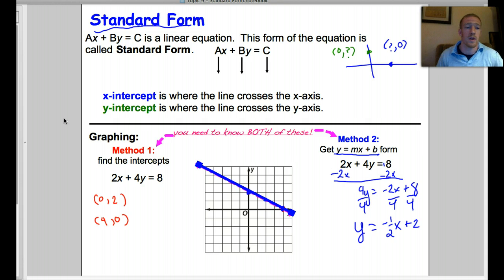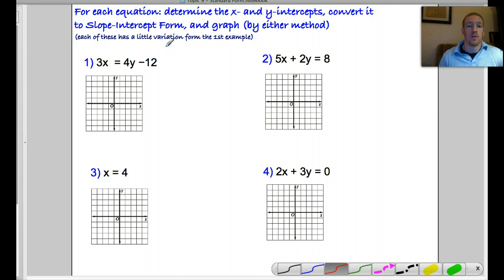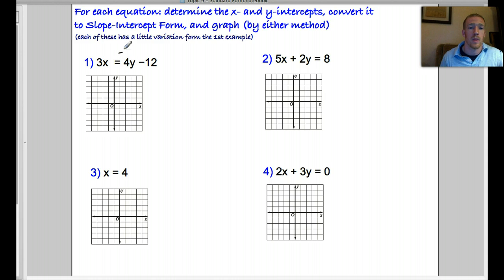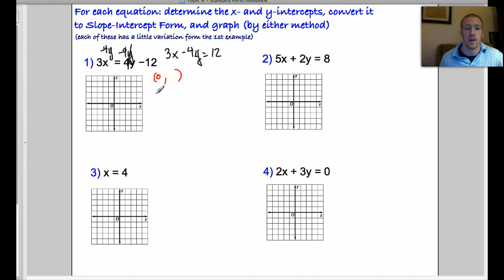All right, so you got to know both methods. So let me show a few of the different little quirks that can happen with these. To find the intercepts, right off the bat, first I want to put it in standard form. So I subtract the 4y, and that gives me 3x minus 4y equals 12. So then I am going to find the intercepts.